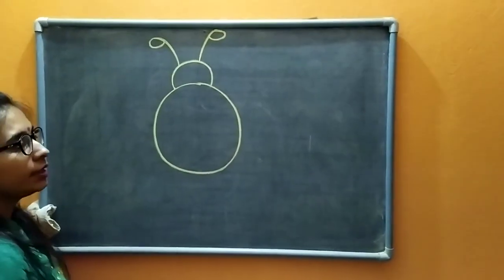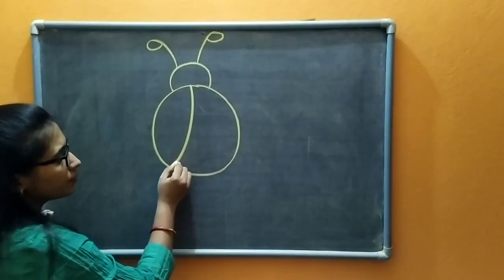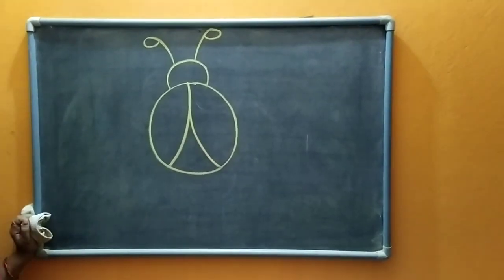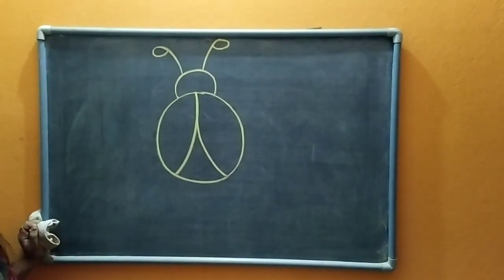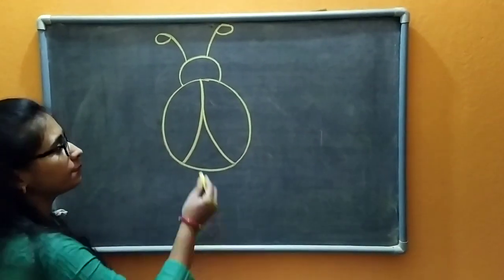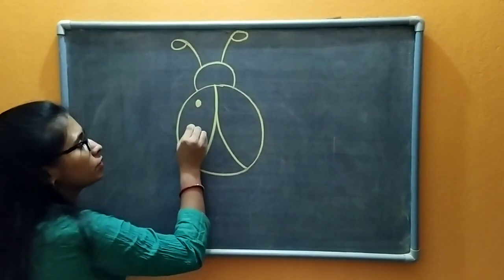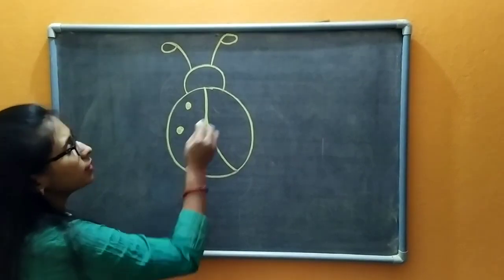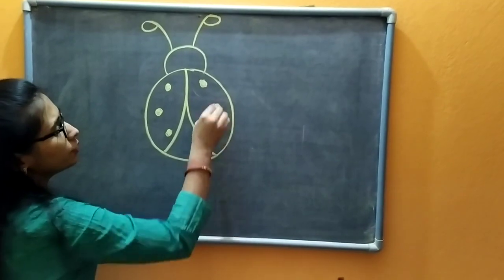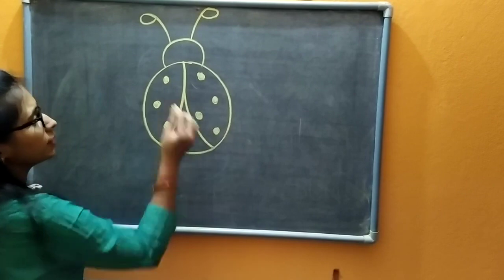Fine. Now we have to draw its wings like this. Okay. Have you seen a ladybug? A red colored bug has black dots. Fine. We have to draw a few dots also. So I am drawing a few dots. Okay. What you have to do? You too have to draw a few dots like this.